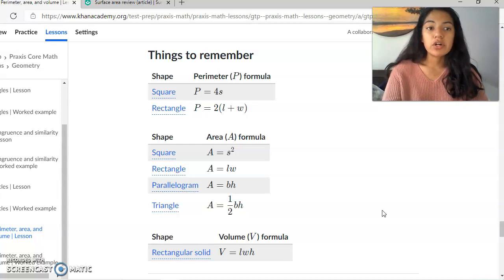So for perimeter, you have square and rectangle. For area, you have square, rectangle, parallelogram, triangle. And for volume, you have rectangle or rectangular solid. So yes, I really enjoyed doing this activity.